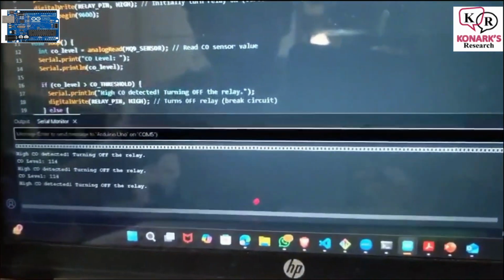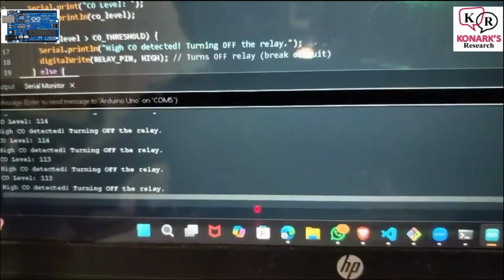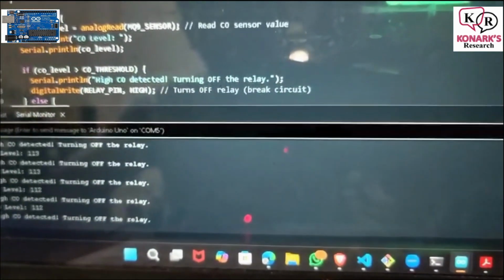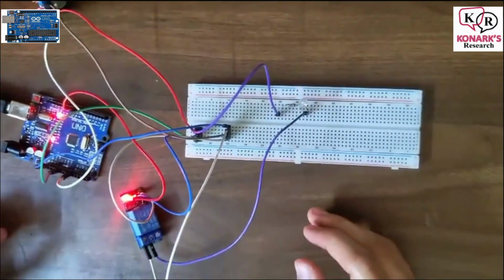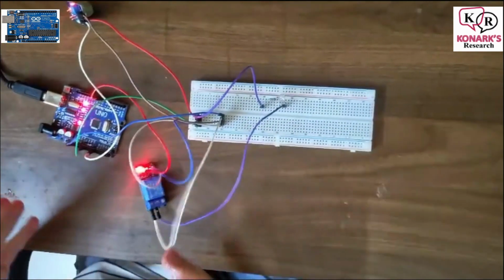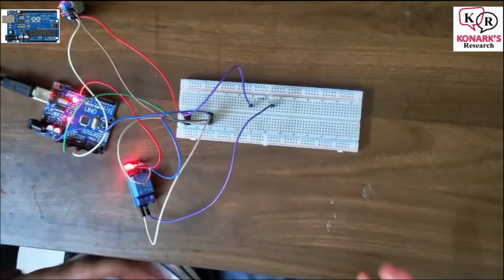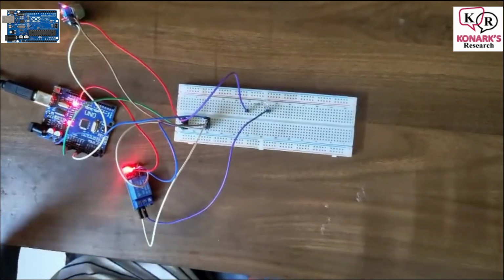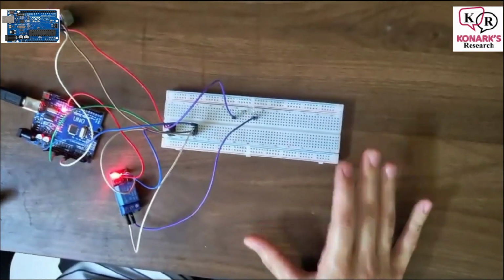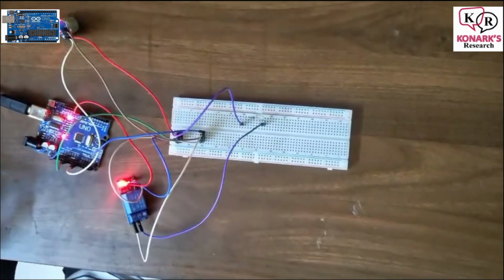Right, so as you can see, the detected levels are now above the threshold limit which we have set, and hence the relay module is turned off, which is now indicated by the bulb LED light, which is now turned off as well. So this just shows that the heating circuit which would be connected to the relay module would be turned off if the carbon monoxide level breaches the safety mark. So that's it for the testing part, and this just demonstrates the overall working of our system.